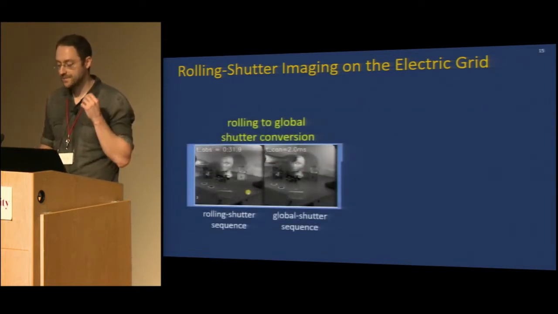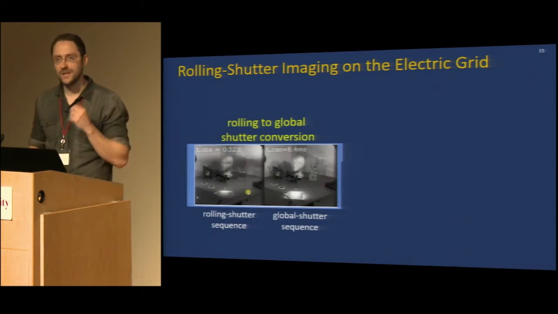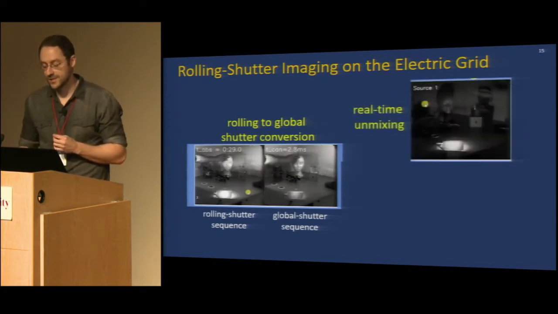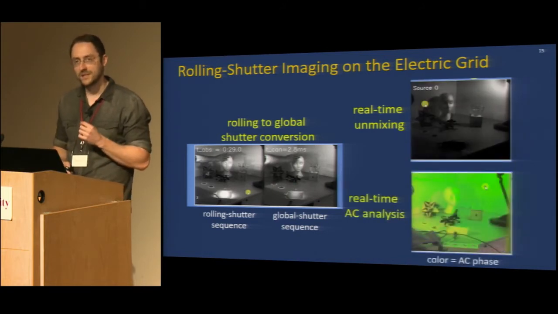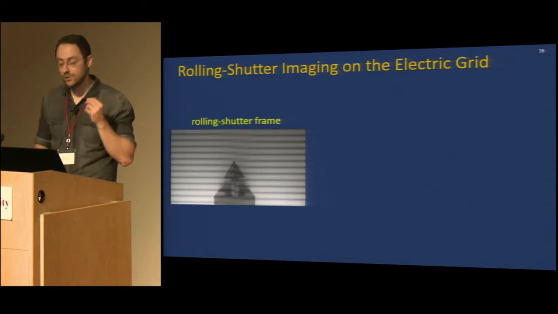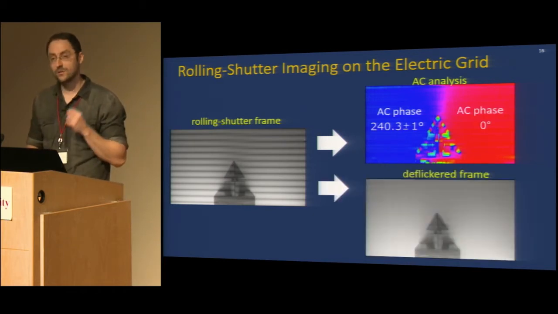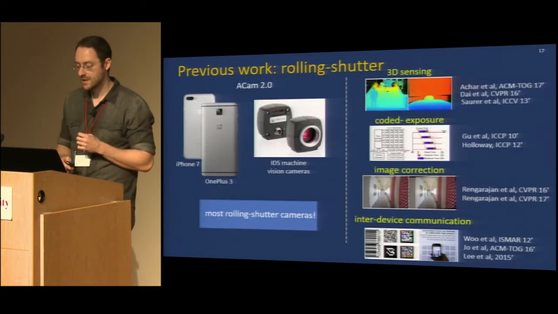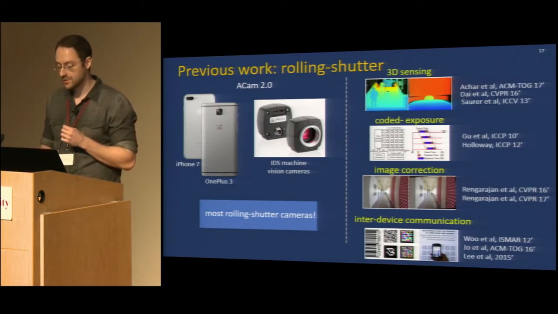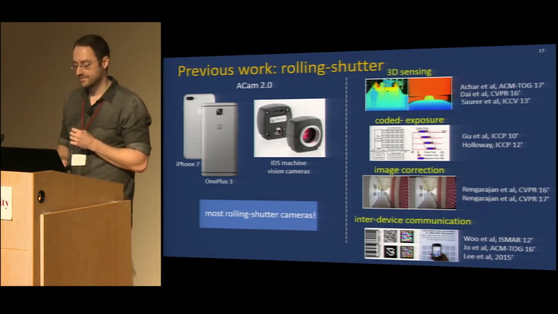Now, due to the increased speed and efficiency of the rolling shutter sensor, these sequences can now be rendered in real time. In turn, this enables other real-time A-cam applications, such as unmixing and AC analysis. Moreover, I will show that even a single rolling shutter frame can provide information about bulb AC phases and also be deflickered. Our work joins a vast body of research that used rolling shutter and other coded exposure cameras for various tasks, ranging from 3D sensing to inter-device communication.